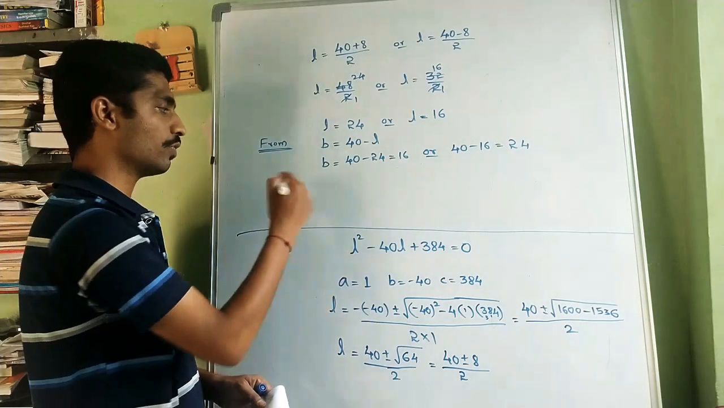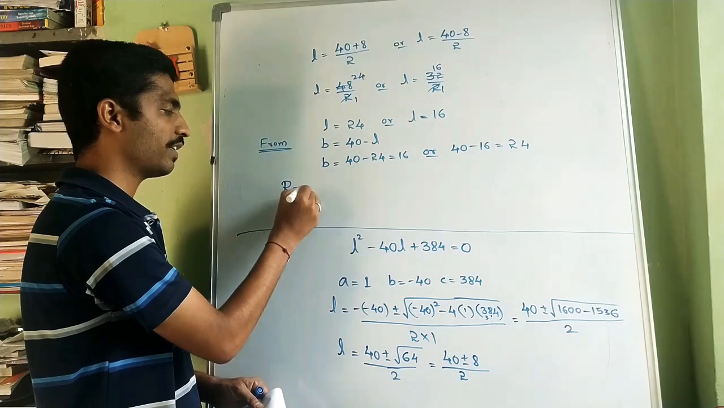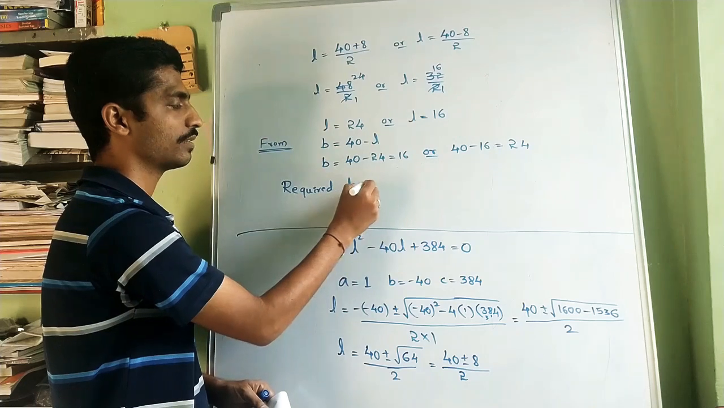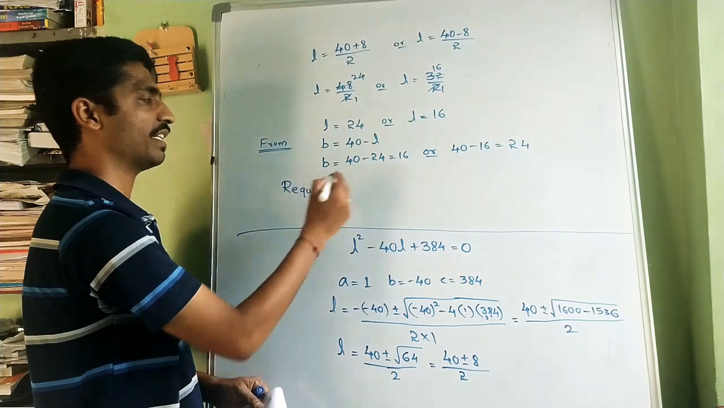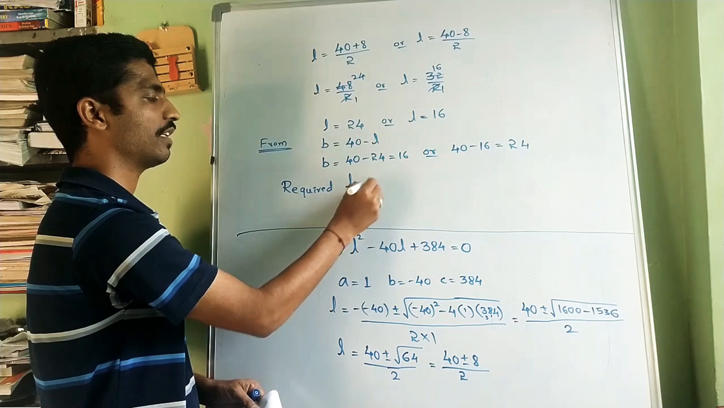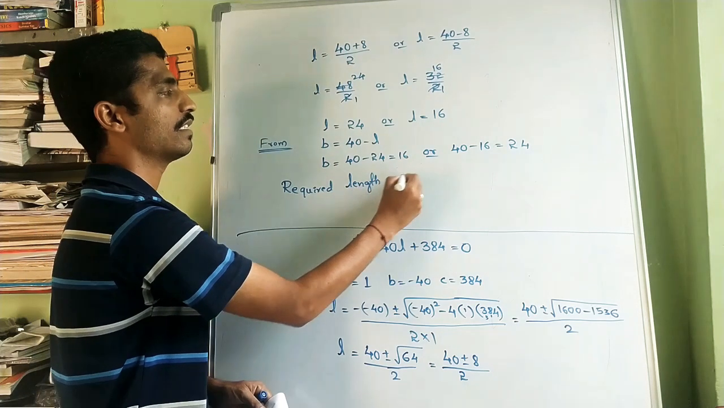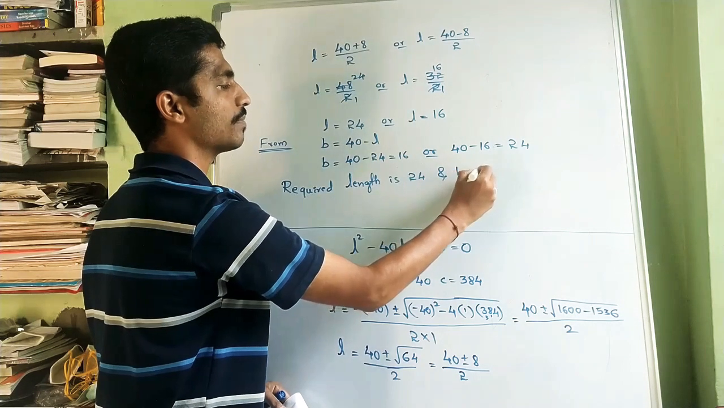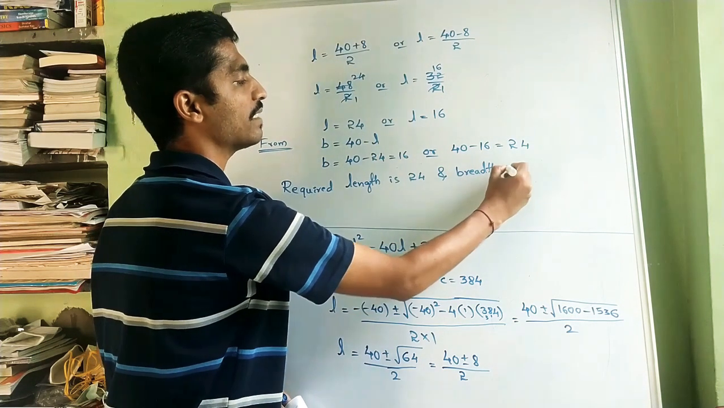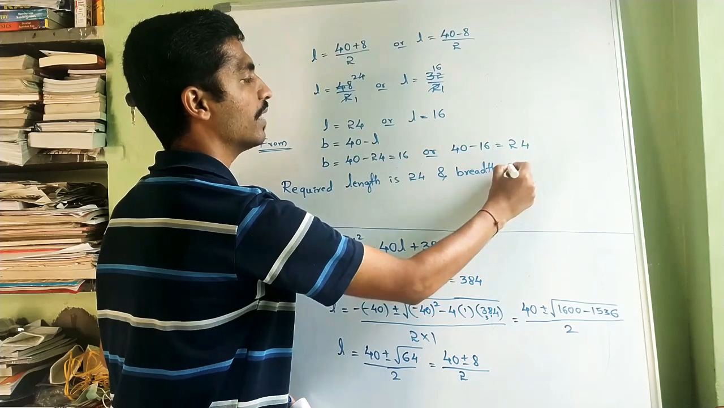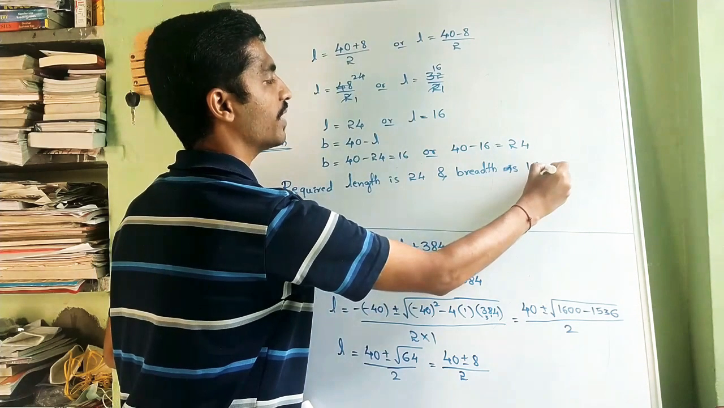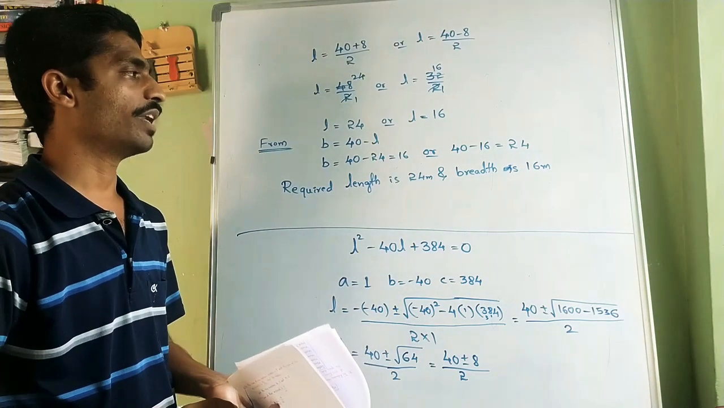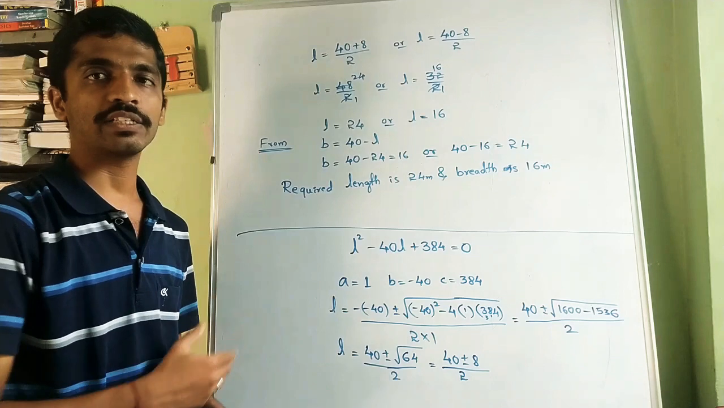Okay, vice versa. So lastly you have to write the required dimensions, or else instead of writing the dimensions, write it as length. Required length is 24 and breadth is 16 meter. Okay, so length as 24 meter, breadth as 16 meter. So like this you have to solve.